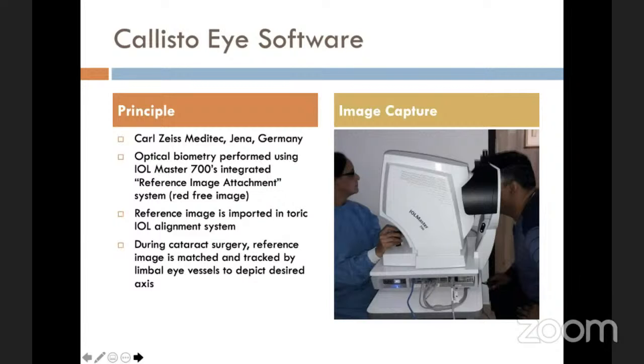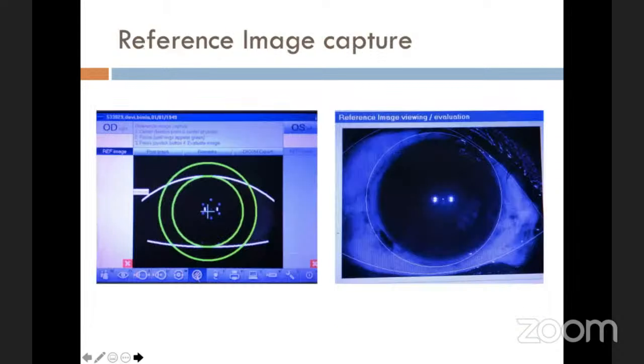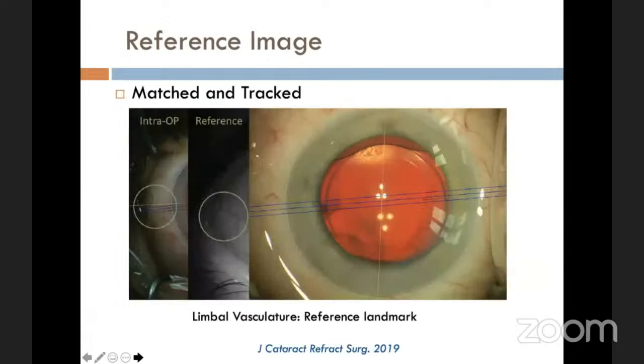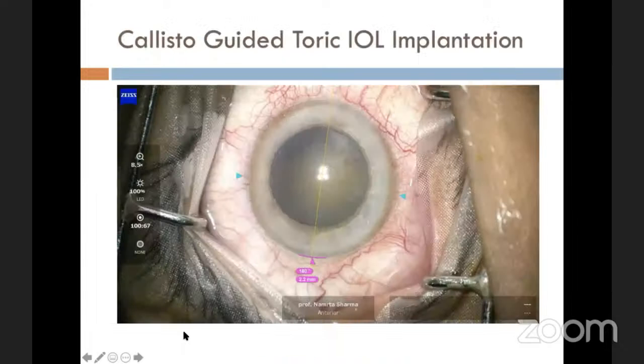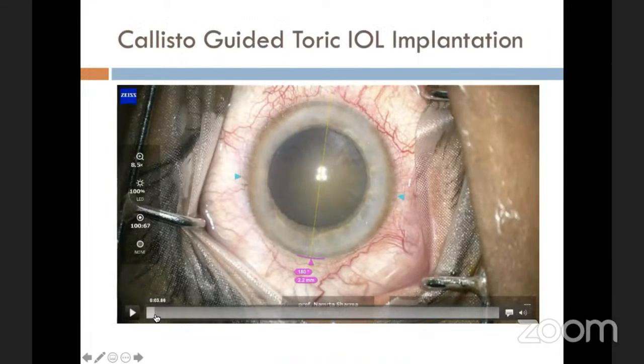And the reference image is matched and tracked by the limbal eye vessels to depict the desired axis. Again, this is the reference image viewing, and then the limbal vasculature acts as a reference landmark, which is matched and tracked. Now, this is just to show a live case of the same.